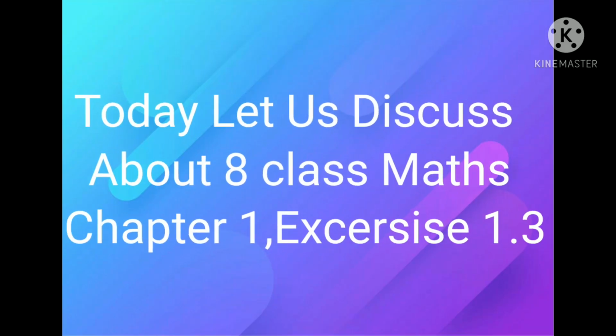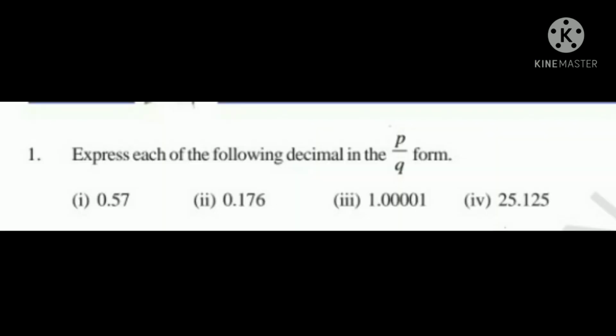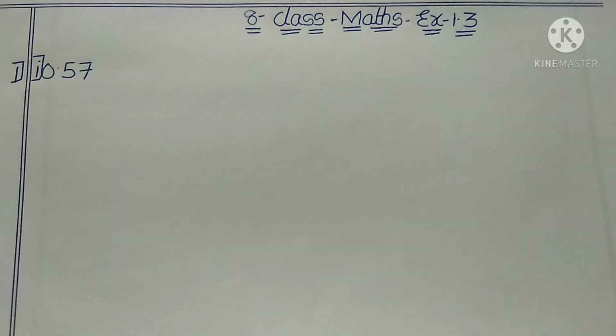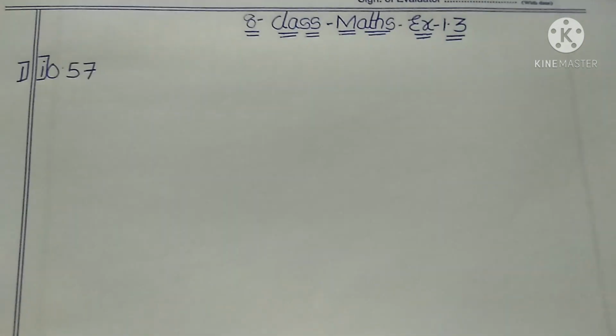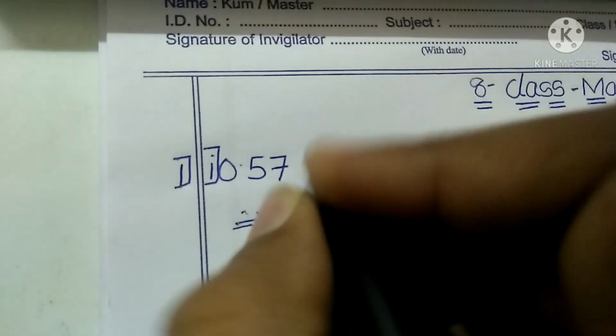Today let us discuss 8th class Maths chapter 1 exercise number 1.3. In the first question, they ask to express each of the following decimals in the p by q form. Let us see the first question. They gave 0.57 to express in p by q form. Now let us solve the question.